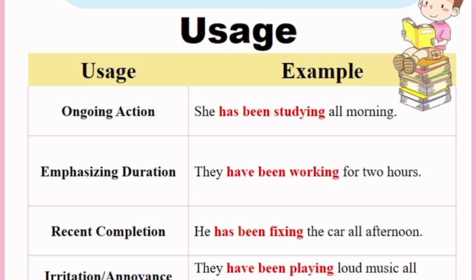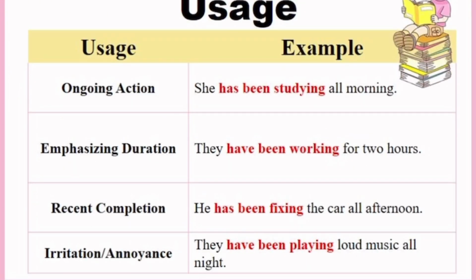Emphasizing duration, they have been working for 2 hours. Recent completion, he has been fixing the car all afternoon. Irritation and annoyance, they have been playing loud music all night. So it is used to describe action that started in the past and is still ongoing in the present.